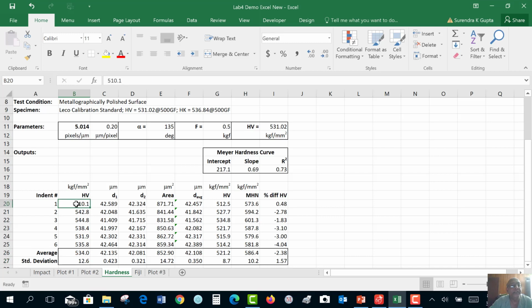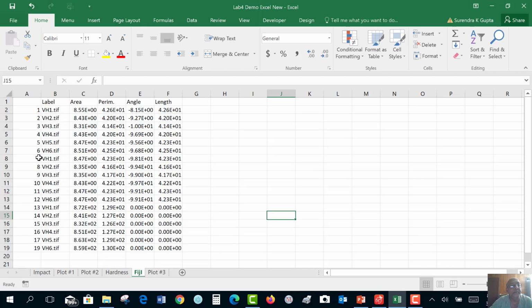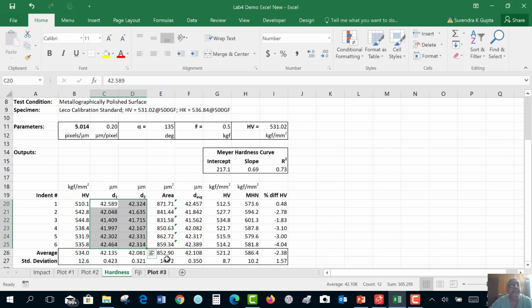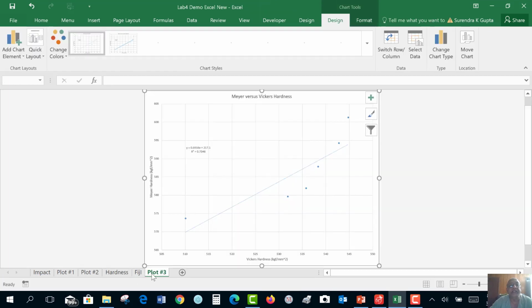My first measurement seems to be quite a bit off. Rest are pretty decent. Here are my diameter measurements from my Fiji. Remember, again, this is not from the video recording, so my numbers are different. Area, and then I have done these calculations. So what does my plot look like? So my plot looks something like this. Actually, it is poorer than the one I made in video recording.